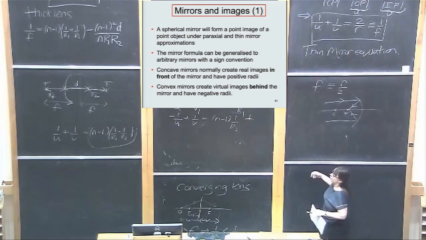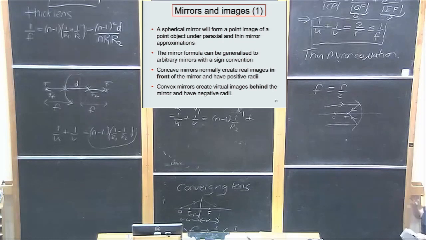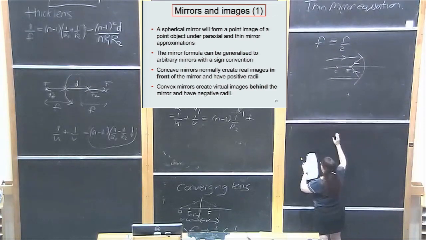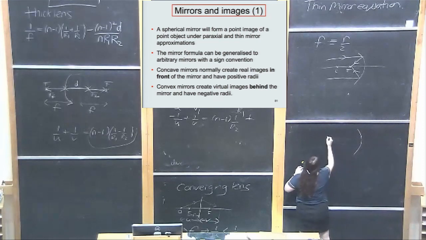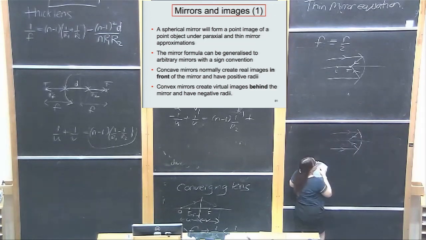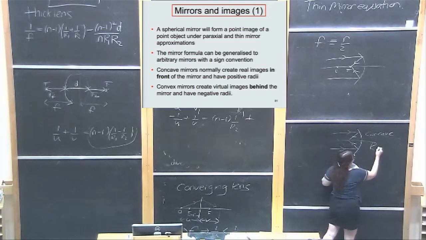We're still going to be using the real-is-positive sign convention, so U and V are going to represent, just as they did before, positive for real objects and images, negative for virtual. And then concave mirrors we will see usually, not always, but we'll go through that, usually create a real image. I was just drawing this diagram again, don't know why I did it again. Anyway, so that's a concave mirror, and they have positive radii, so R positive.